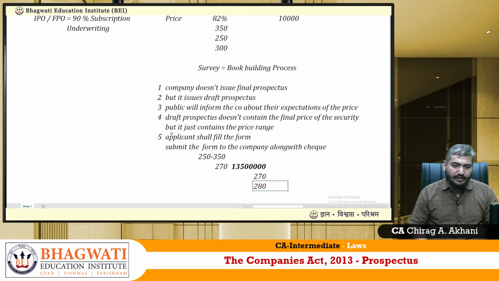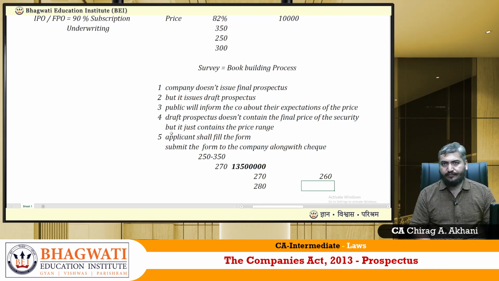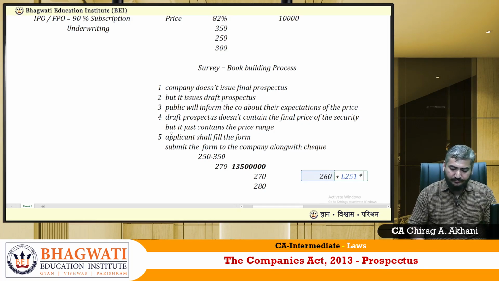What if the company decides, let's say, 260? Then again, guys, there are chances that my application may get accepted. So let's say my application got accepted, and the price fixed by the company is 260. So 260 multiplied by 50,000 shares. Out of the total payment of 1.35 crores, 1.30 crores will be kept by the company, and the remaining amount, that is 5 lakhs, will be refunded back to the shareholder. So I hope you are understanding.